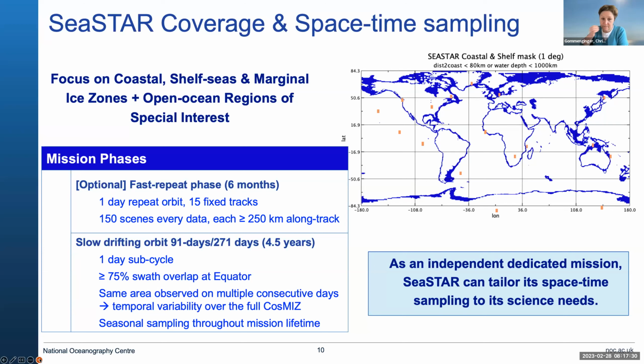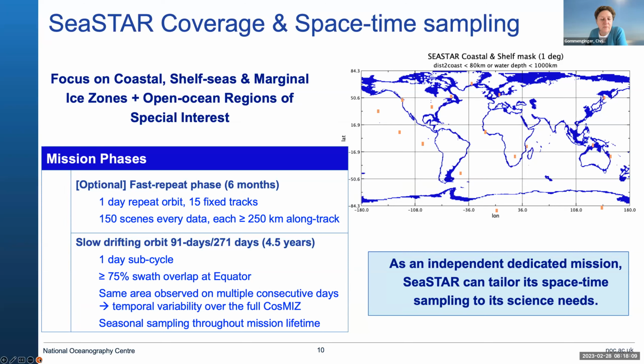So aiming to have a fast repeat phase for 6 months with a one-day repeat over 15 fixed tracks, essentially, and along each track, each day acquire 150 scenes, each 250 kilometers along track. But this has evolved as the mission definition has matured over the last few months. We're now looking at a slow drifting orbit, which may give us the means to achieve a one-day subcycle and the ability to observe the same area on multiple consecutive days without being fixed to a set of 15 fixed tracks.